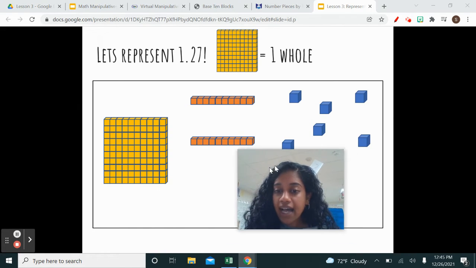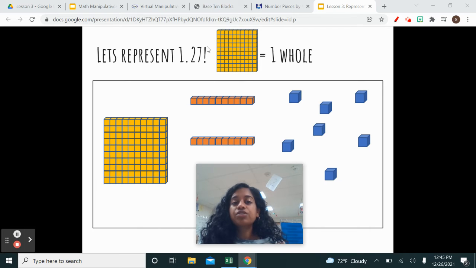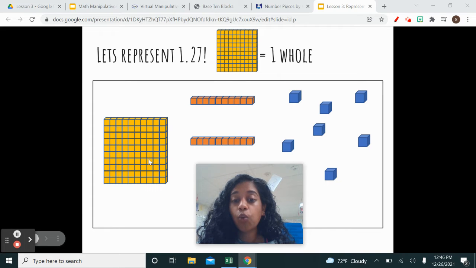Okay. All right. Now let's go on to our next one. So in our last lesson, what we did was we represented 1 and 27 hundredths where our flat was the whole. So this is what it's going to look like. We had one whole, which is right over here. That's equal to 1. And then we had 2 tenths because we took that whole and split it up. So we had 2 tenths and then we had 7 hundredths, which are represented by our units right over here.